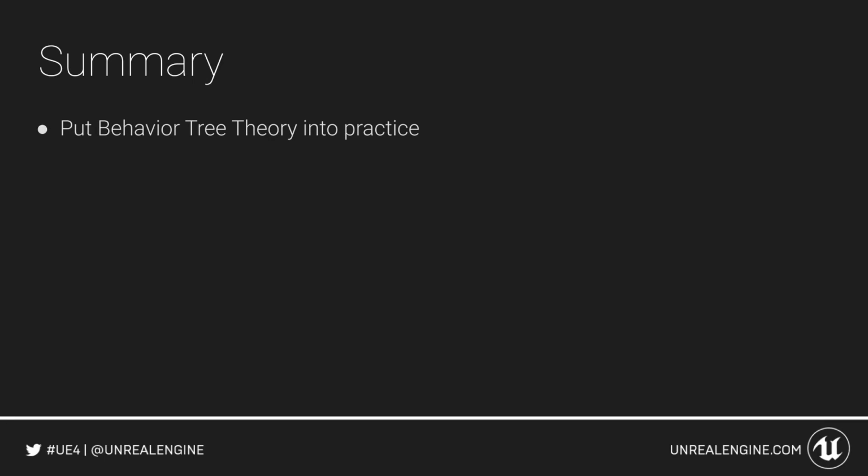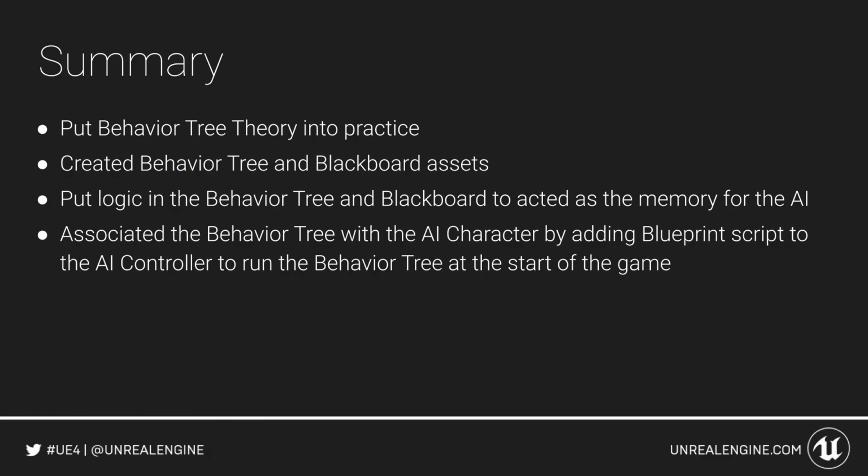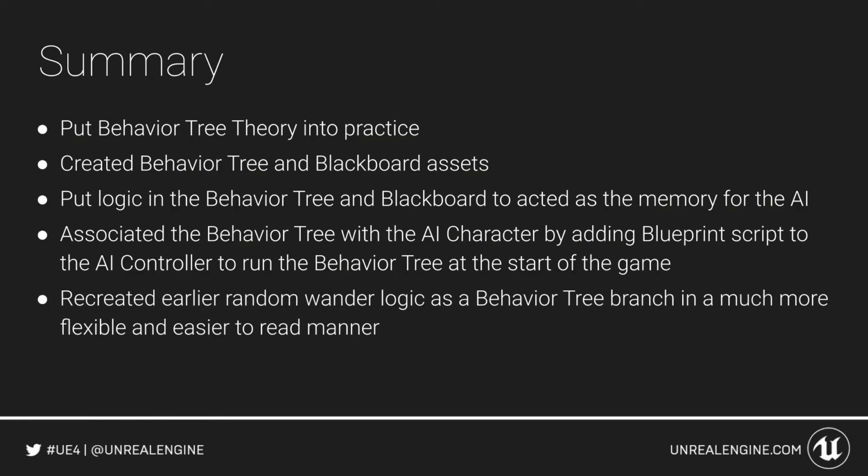In this video, we put our behavior tree theory into practice. We began by creating the behavior tree and blackboard assets for our project. Next, we saw how the behavior tree asset is where we will place all of our logic, while the blackboard acts as the memory for the AI. We associated the behavior tree with our AI character by adding blueprint script to the AI controller, instructing it to run the behavior tree when we start playing the game. Finally, we recreated our earlier random wander logic as a behavior tree branch, and saw how we could replicate this behavior in a much more flexible, easier to read manner using behavior trees.